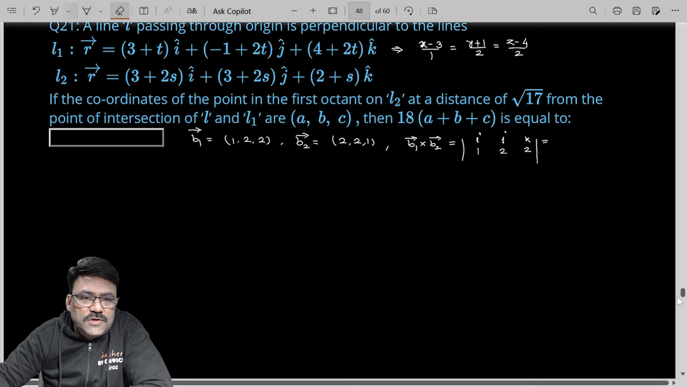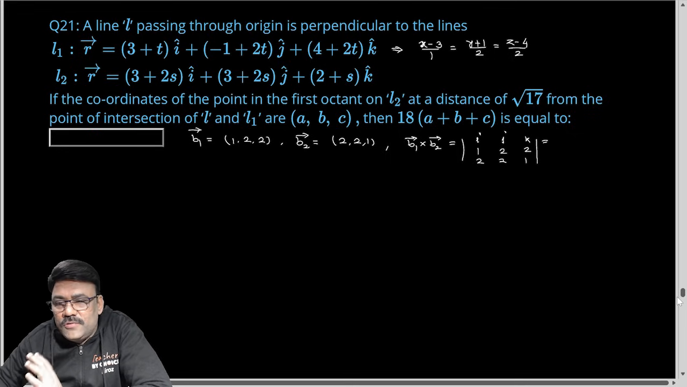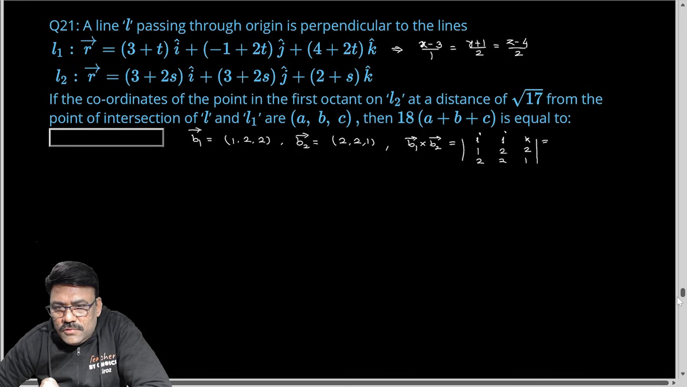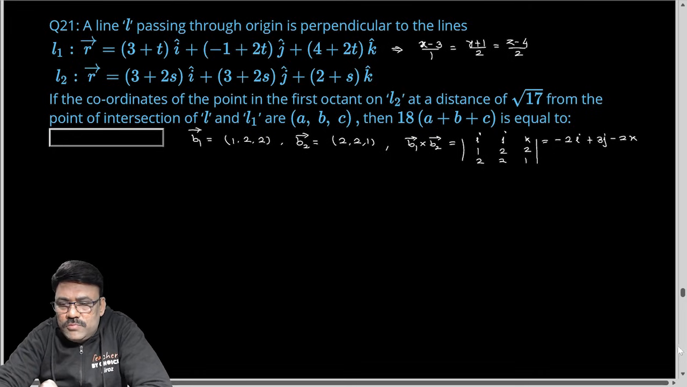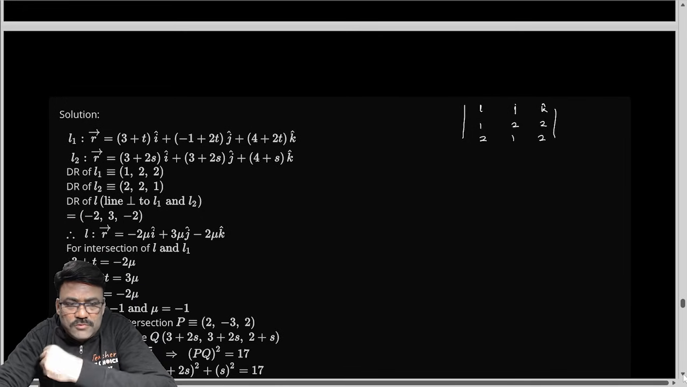Actually, you can see what mistake I've done. It was 1, 2, 2 and 2, 2, 1, and I have taken 2, 1, 2. Now what will this be? With i, I will get 2 minus 4, so it is minus 2i. With j, I will get 1 minus 4, so plus 3j. And with k, I will get 2 minus 4 again, so minus 2k. So it should be minus 2i plus 3j minus 2k. Now let me check. Yes, they are the same: minus 2i plus 3j minus 2k.